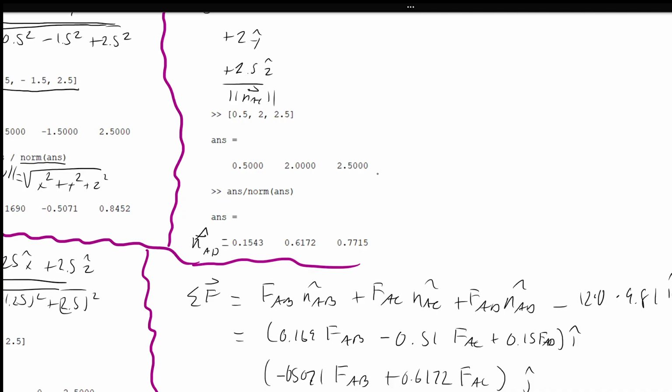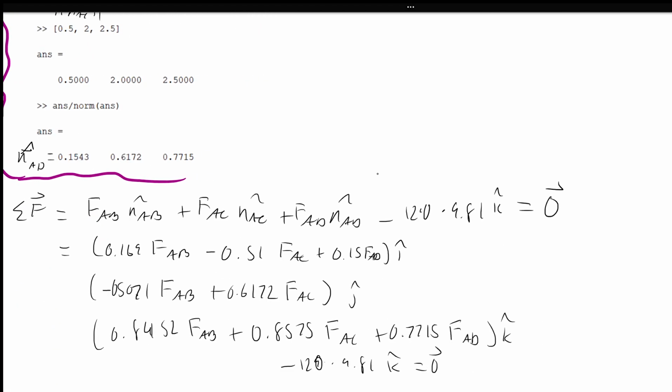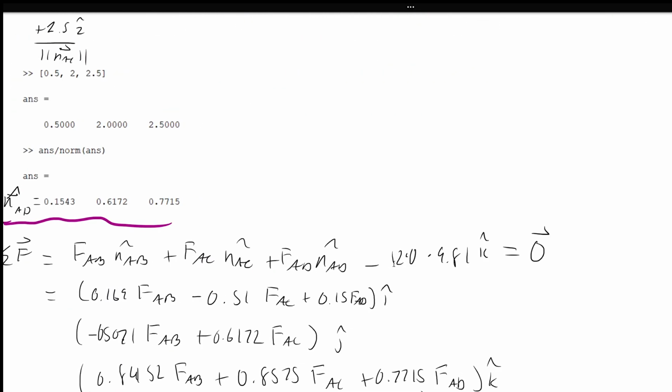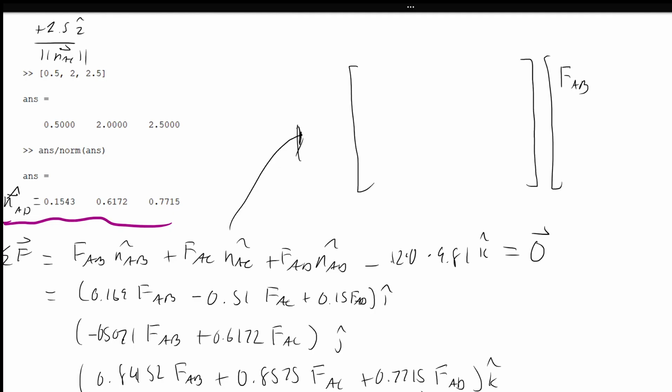Okay, so this is our system of equations. I'll write it as a matrix just so you can see that too, and also because I'm going to take it to MATLAB. I'm going to write it up here. Sorry. Alright, so our unknowns, and they be 3. We have FAB, FAC, and FAD.